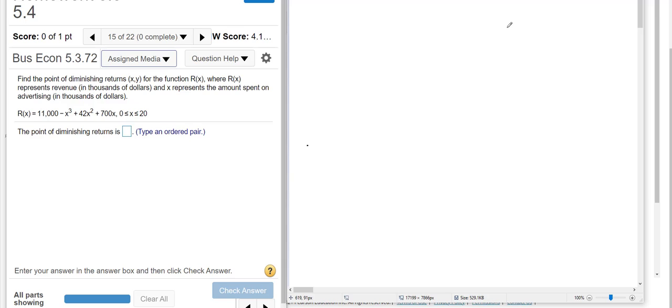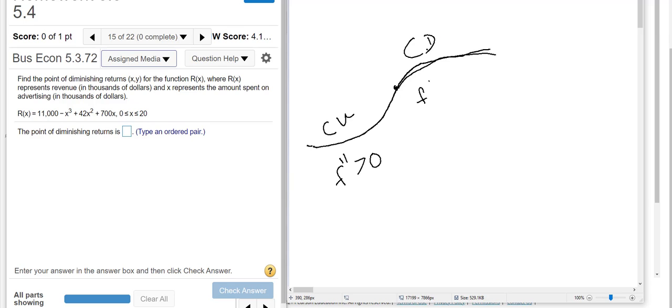Think about it this way. If your return on your investment is increasing at an increasing rate, then you're going to have this concave up, and the second derivative is going to be greater than 0. If you get to the point of diminishing returns, that doesn't mean that you're not having returns. It just means that the pace at which your returns are improving has slowed down. So that's concave down at that point, and that's where f double prime is less than 0.